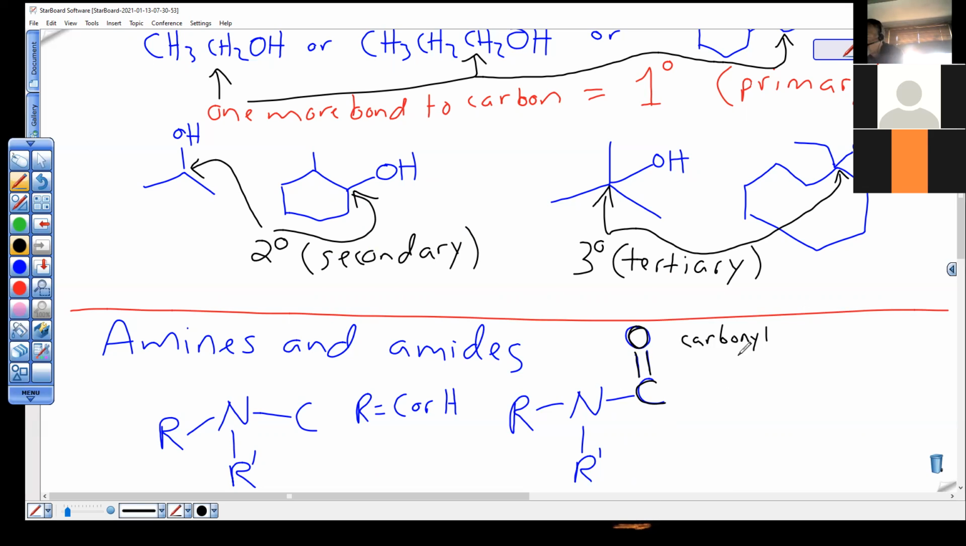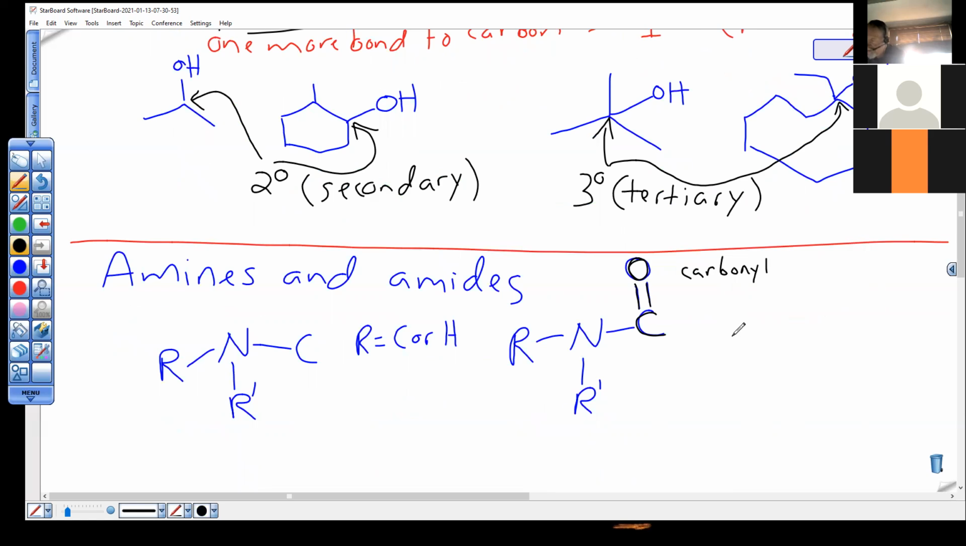A carbonyl is not a functional group, okay? It is part of a functional group. In fact, it's part of 5 of our functional groups, amides being one of them. So amides are over here, amines are here, and we're not done.